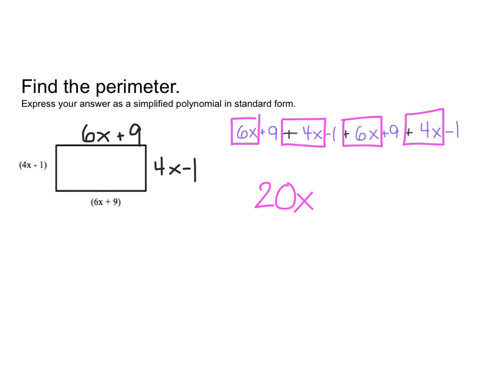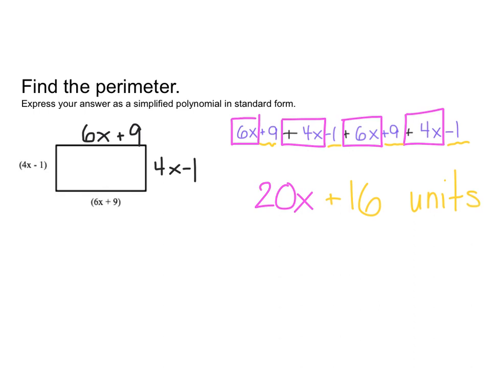And now I need to combine my constants. +9 minus 1 is 8. Another +9 minus 1 would be 8, so that's going to be a total of 16. So 20x plus 16 units is simplified because I have no like terms or parentheses remaining.